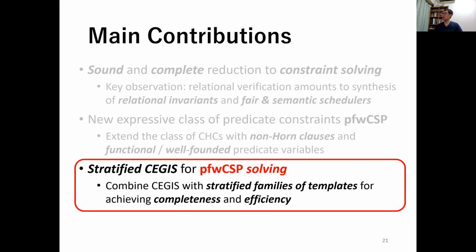Okay, so that's it for the second contribution. It's quite a general extension of constraint Horn clauses, but it's powerful enough to encode all of the classes of hyperproperties that we wanted to encode in this paper. Finally, I will present a solving method for this new class of constraints, pfwCSP. This solver combines the well-known CEGIS, CounterExample-Guided Inductive Synthesis approach, with what we call a stratified family of templates.